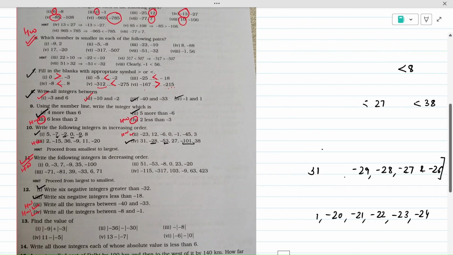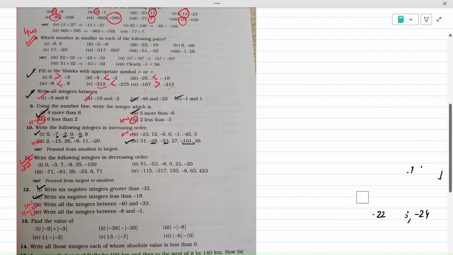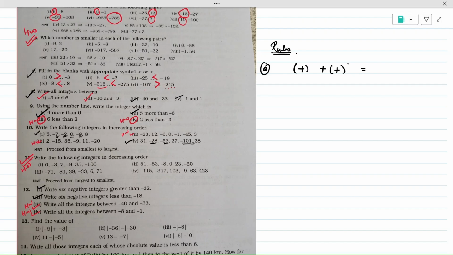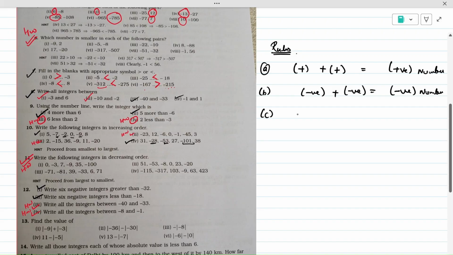Let's move to the next question, where we have to find the values of certain operations given to us. But before we go into these operations, I just want you to revise the rules which we have already learnt in the NCERT book. The first is that if you add a positive number to a positive number, the result will always be a positive number. Similarly, if you add a negative number to a negative number, the result will always be a negative number.